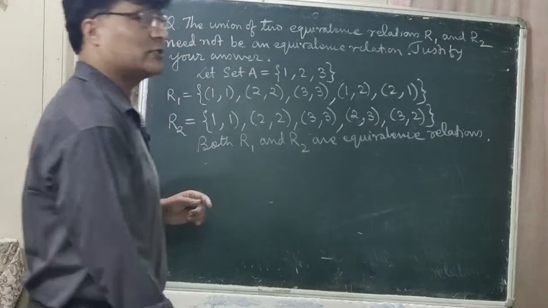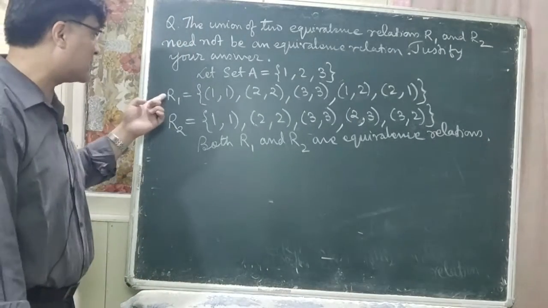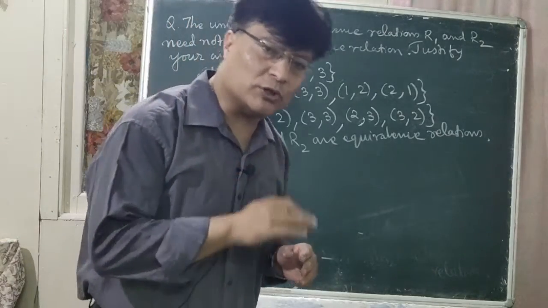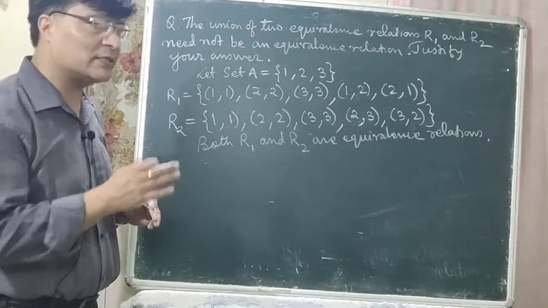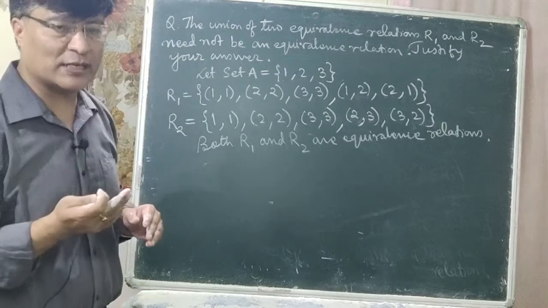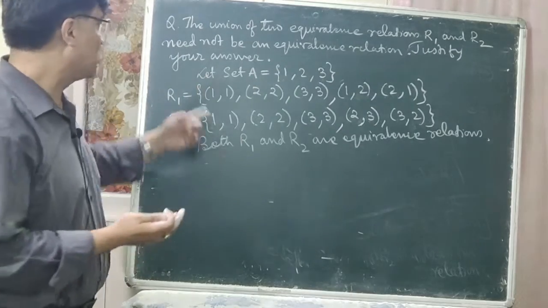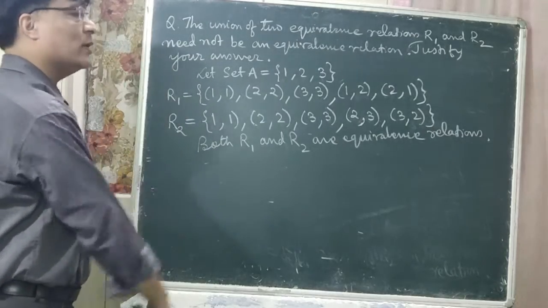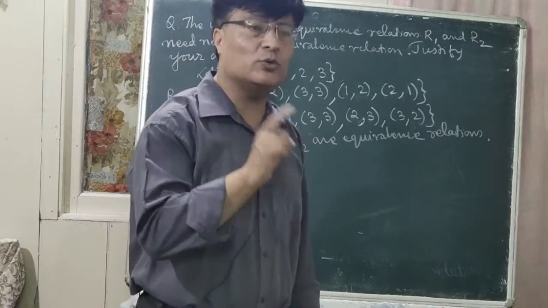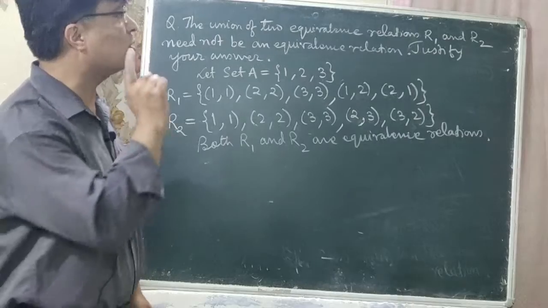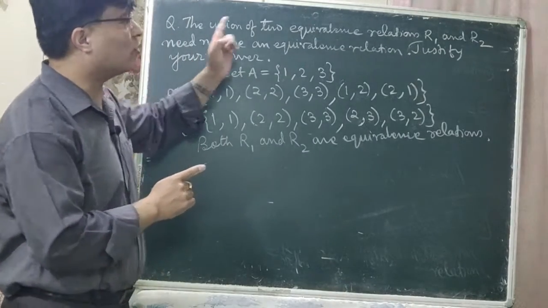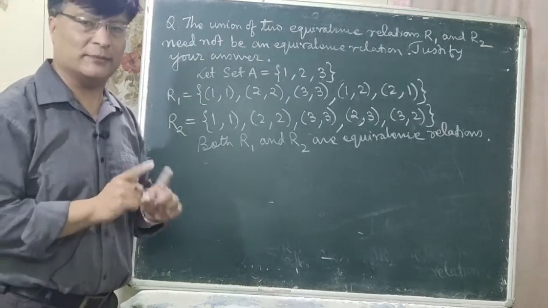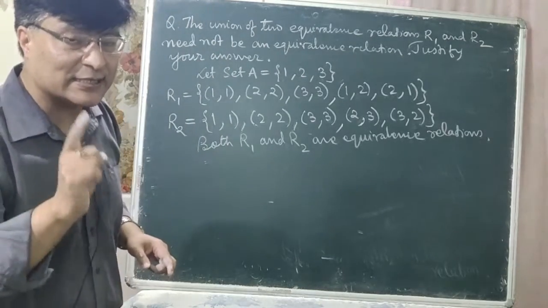So in this case, we are giving an example that R1 and R2 are both equivalence relations, because both R1 and R2 satisfy the reflexive, symmetric, and transitive properties. Now let us check whether R1 union R2 is an equivalence relation or not. You should prove here that the union of these two relations need not be an equivalence relation.